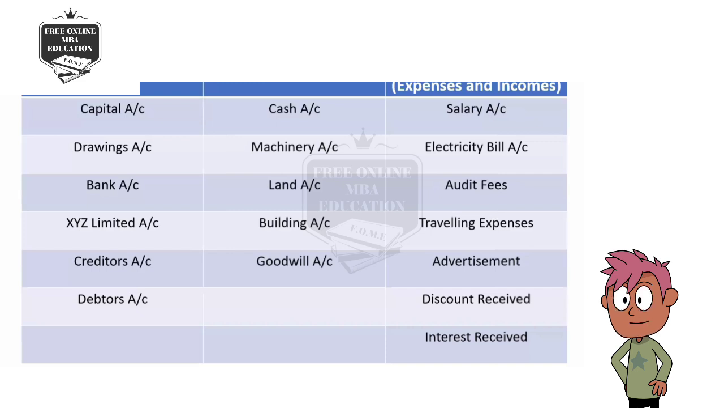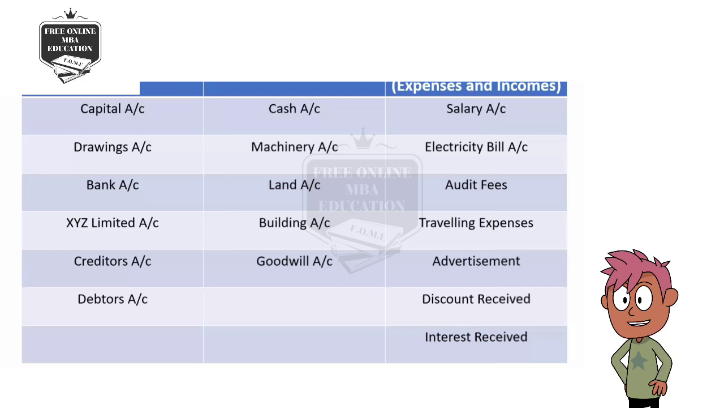real account. The next we consider is the nominal account, in which there is expenditure and income. Some are expenses and some are considered to be income. Like the salaries, wages, audit fees paid, traveling expenses, advertisements, then the discount. If we receive a discount from our supplier, we are going to make it as income. If we provide a discount to our customer, it's going to be our loss on monies. So it's going to be our expense from that angle. It's going to be a debit for the same.